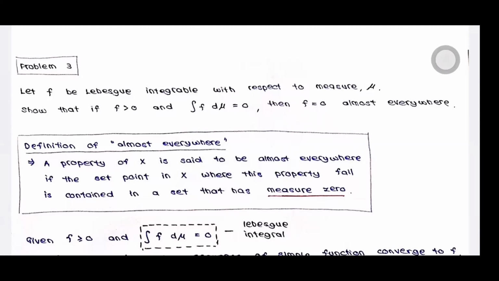For problem 3, let f be Lebesgue integrable with respect to measure mu. Show that if f is more than 0 and the integral of f with respect to d mu is equal to 0, then f equals 0 almost everywhere.